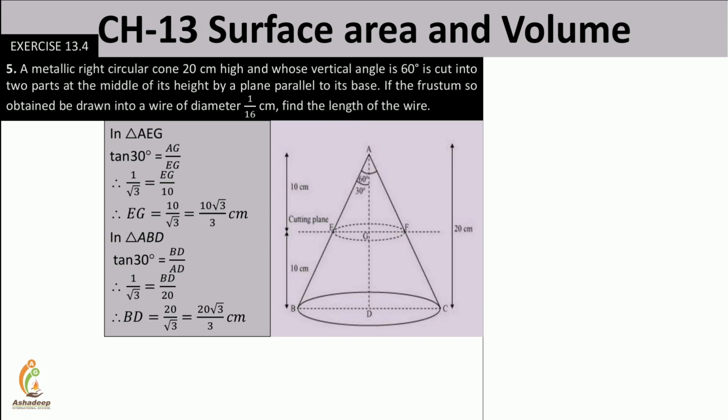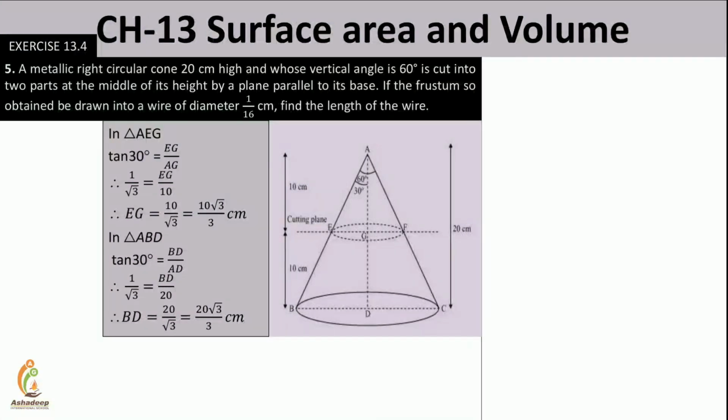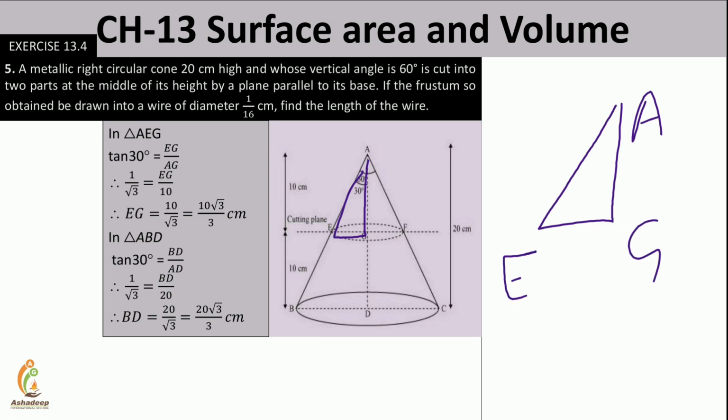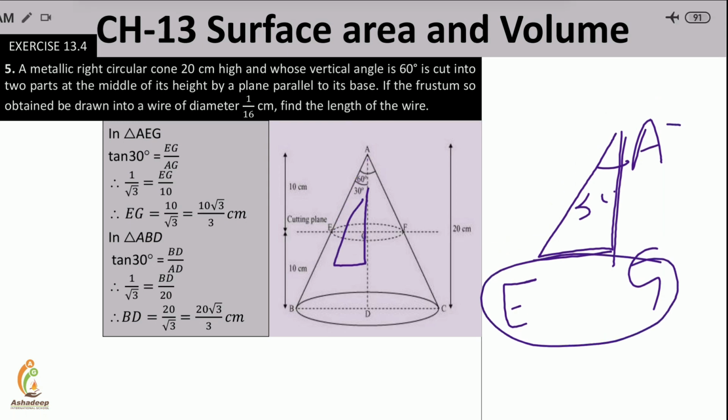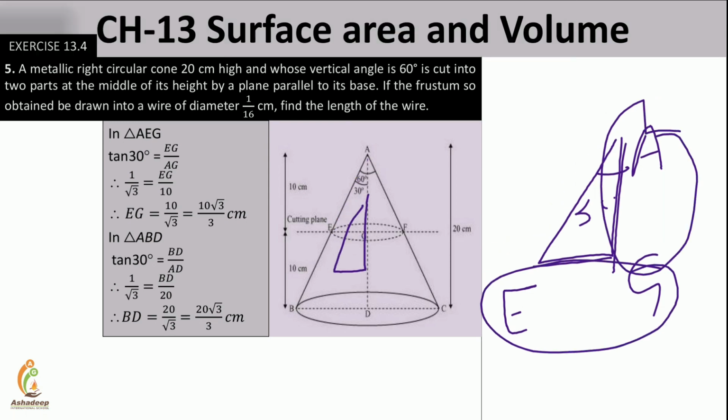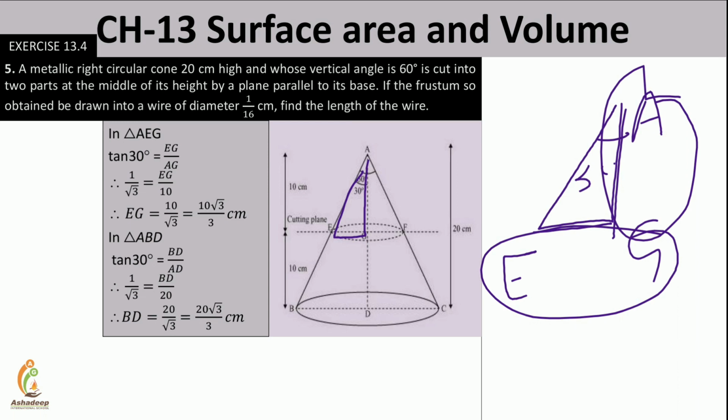Okay. Now let's see. In this figure we have the triangle A, G, E. Here the angle is 30 degrees, right? So tan 30 is equal to opposite upon adjacent. What is opposite? EG. What is adjacent? AG. Right? So you will get tan 30 is equal to EG upon AG.